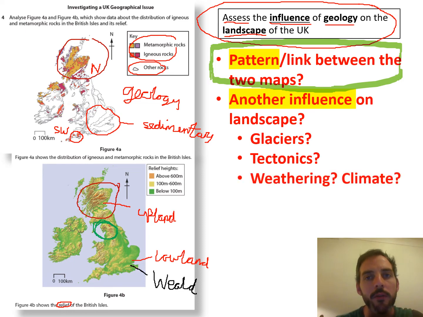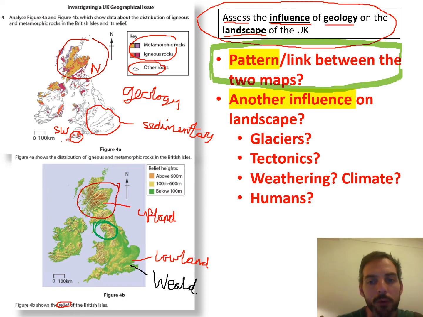What about weathering? Freeze-thaw weathering, biological weathering? What about the climate? If we remember that the west of the UK was wetter than the east, that's going to affect the landscapes. That's going to cause more freeze-thaw weathering on the west, where it's higher up as well. Here's the thing though, you can't talk about all of these, otherwise you're in danger of it becoming a giant big list, okay? So be careful of that.